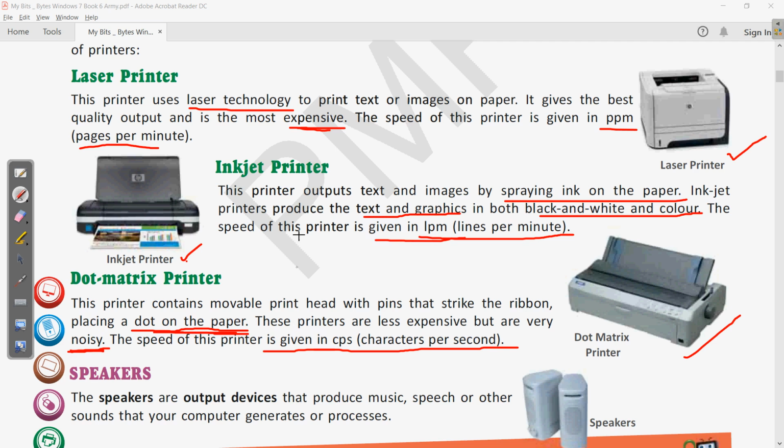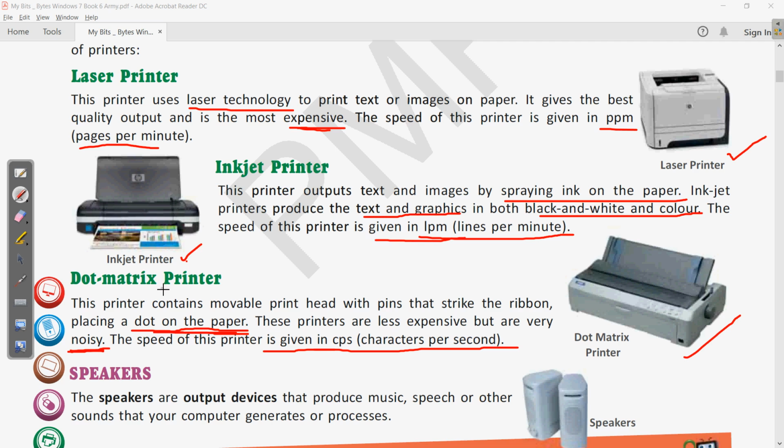They are cheaper than the laser and inkjet printers. Clear? So I hope this is clear to you. There are various other types of printers, but for the time being, mostly these are the classifications of the different printers. So I hope this is clear.